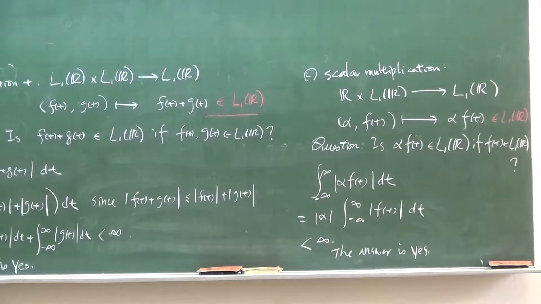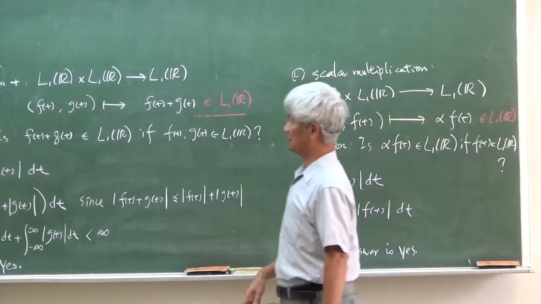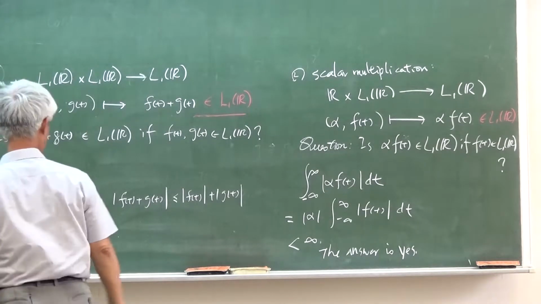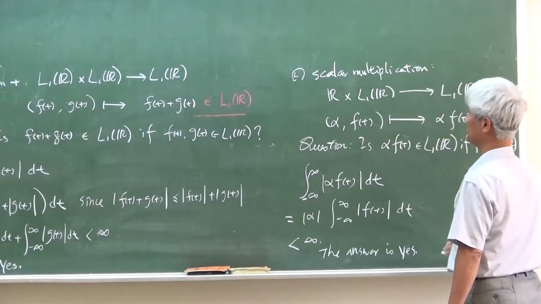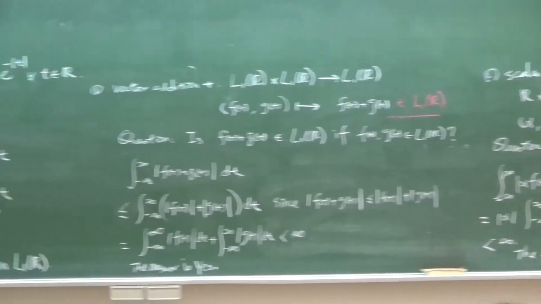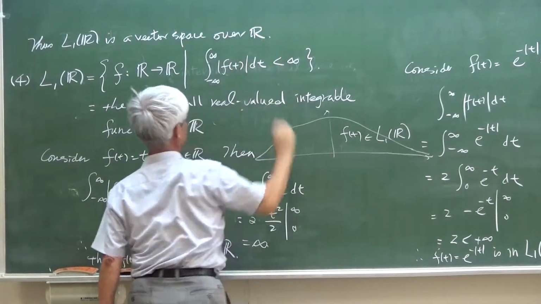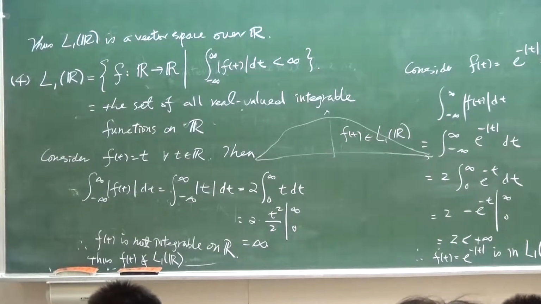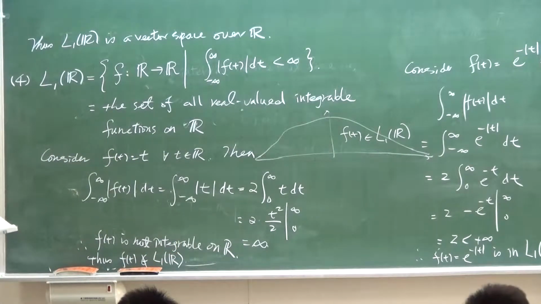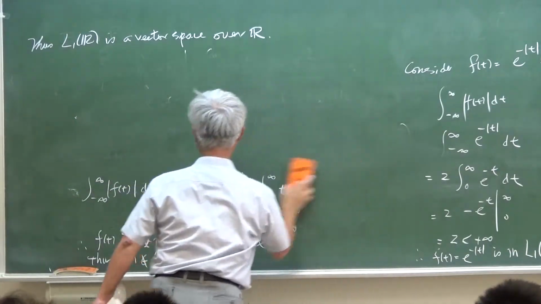Right. So once we have done that, the other axioms, the same axioms for the addition of two functions and scalar multiplication between the scalar and the function, will be the same as before, right? We already did that. So the conclusion is that L1(R) is a vector space over R. Okay. Any questions? Okay, two more examples.